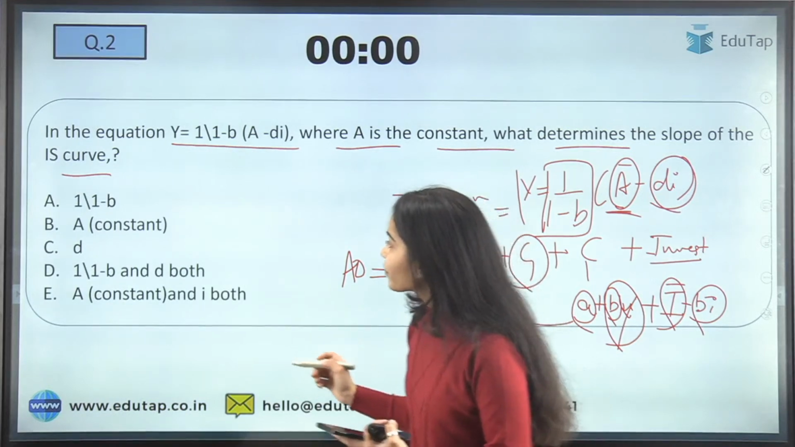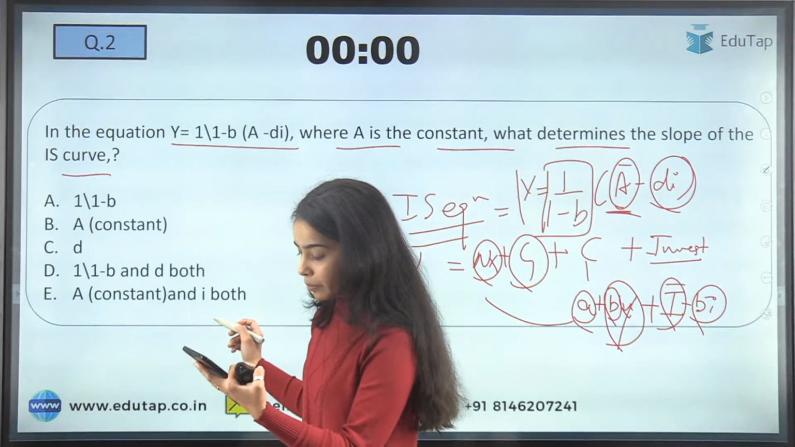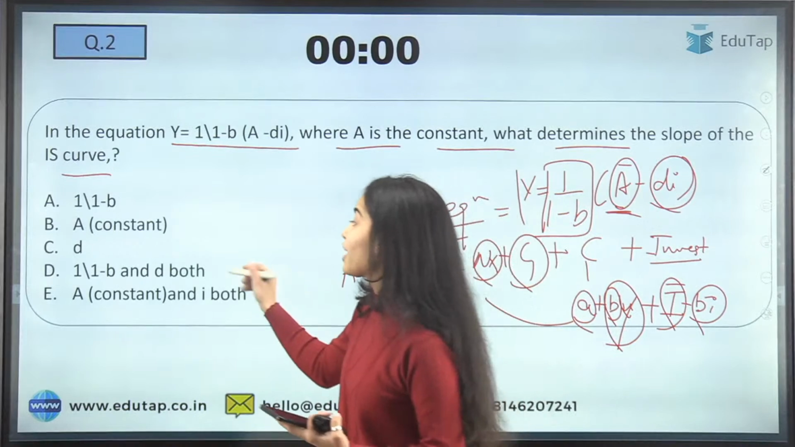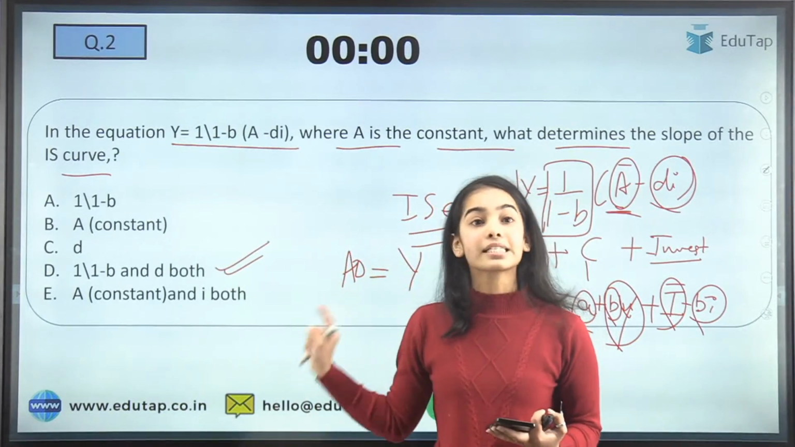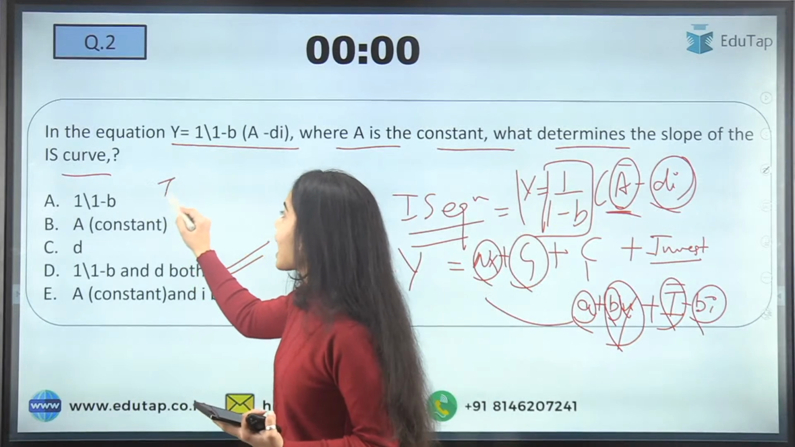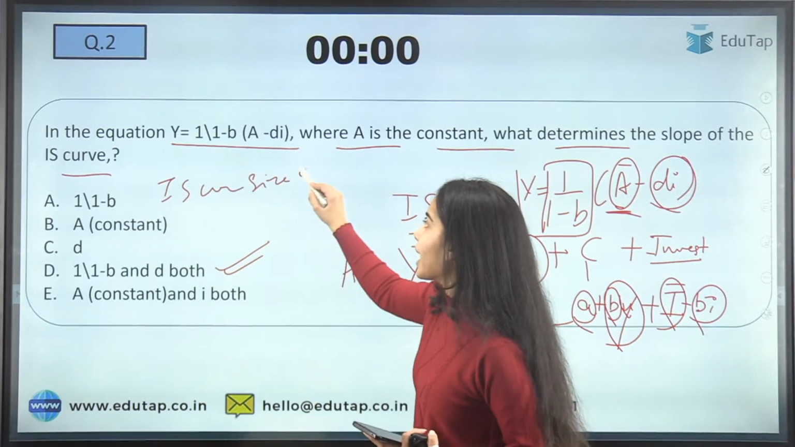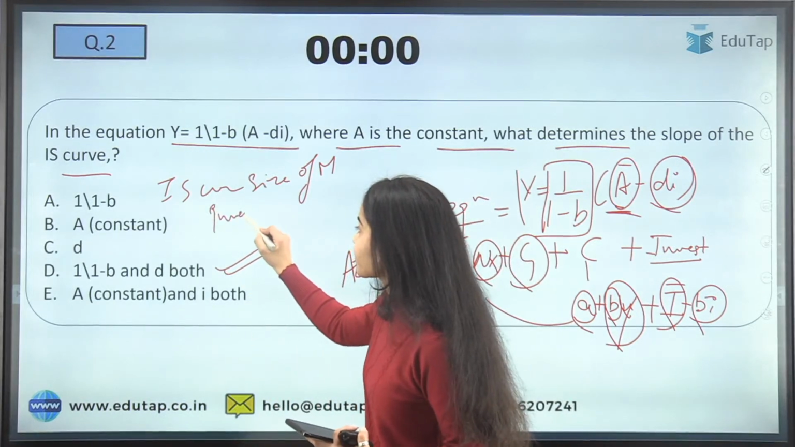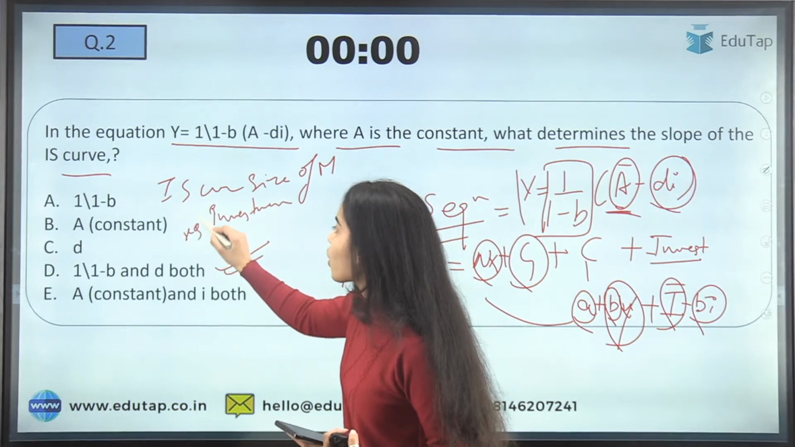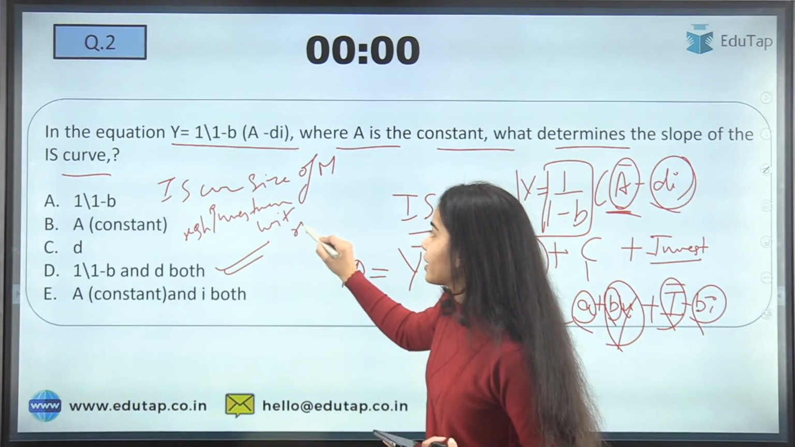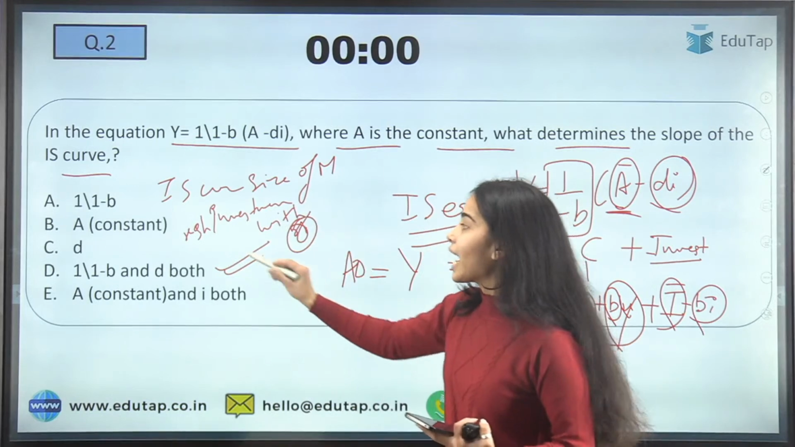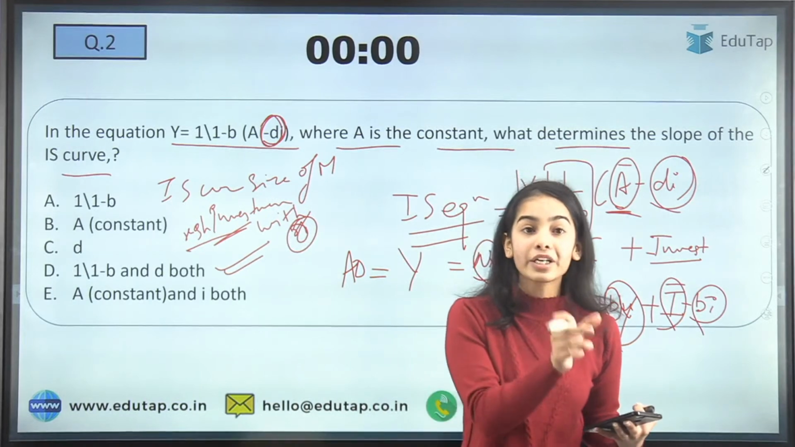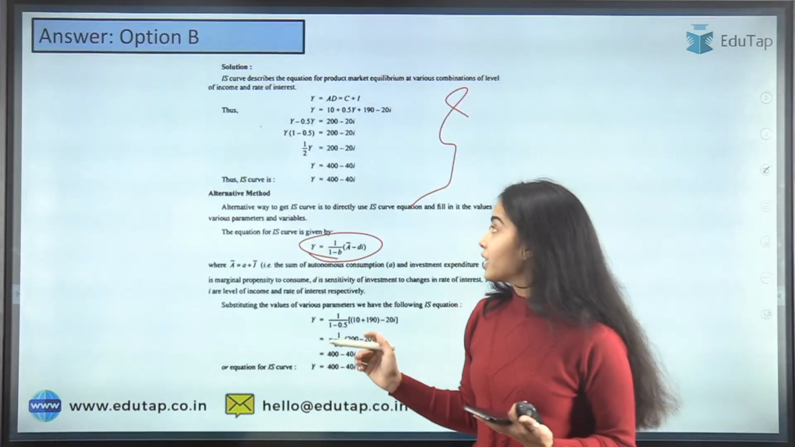many of you are giving A, and I am getting C also. So the right answer, only one person has given the right answer, that is Tech and Games, and well done Tech and Games. The right answer is D, because I have told you that the IS curve depends on the size of the multiplier, as well as it depends on the responsiveness of investment with the interest rate. And what is showing the responsiveness of the investment with the interest rate?